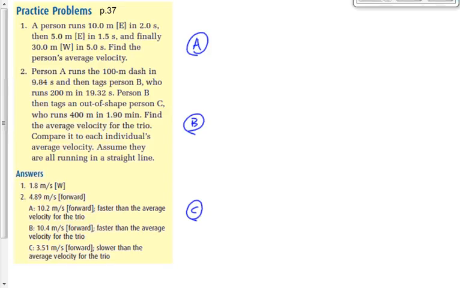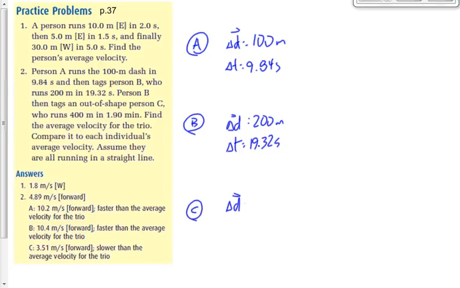Section A, the displacement is going to be 100 meters. And the time is going to be 9.84 seconds. In B, we say the displacement is 200 meters, and the time is 19.32 seconds. And in C, the displacement is 400 meters. Oh, this person's running a big distance, right? Once around a track in 1.9 minutes.